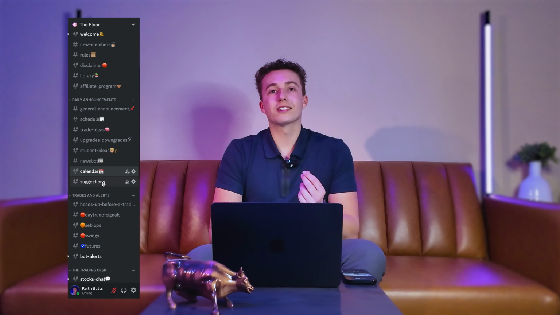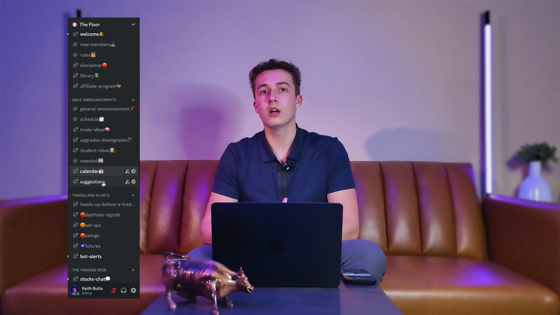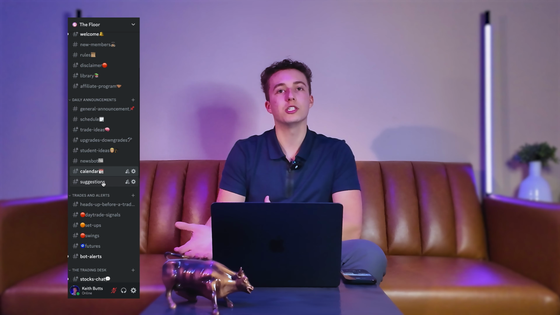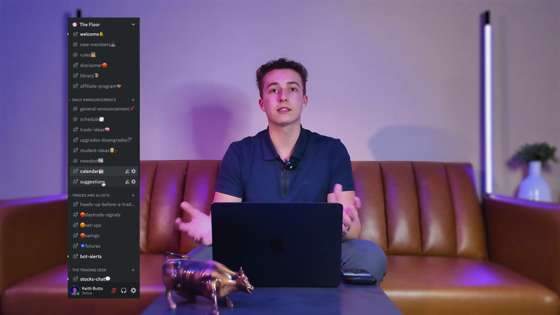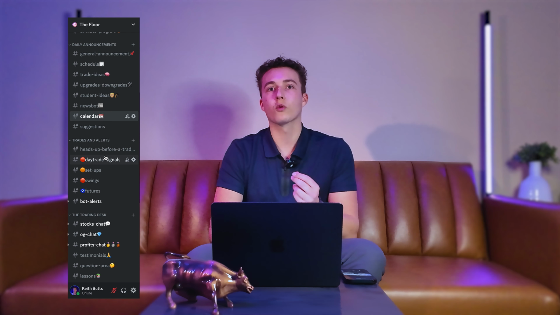Below this, we've got our suggestions tab, which you can open a ticket and give us any suggestions for something you would like to see within the server, or maybe even something that you think we should change with the server, whether we need to take something out or do something different. The suggestions tab is used for just that.